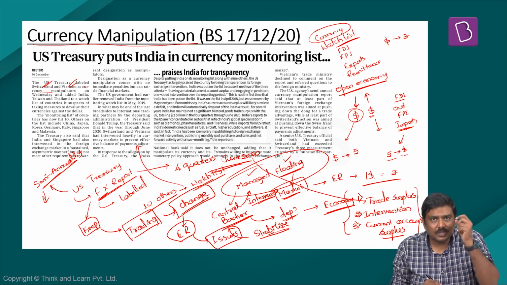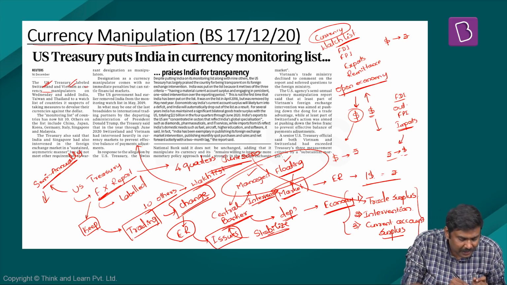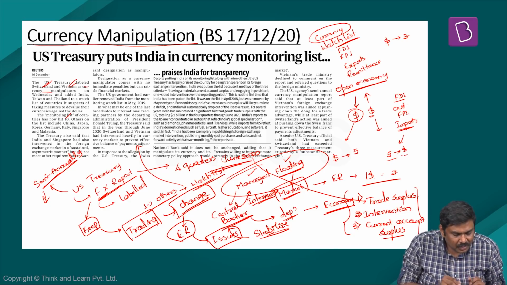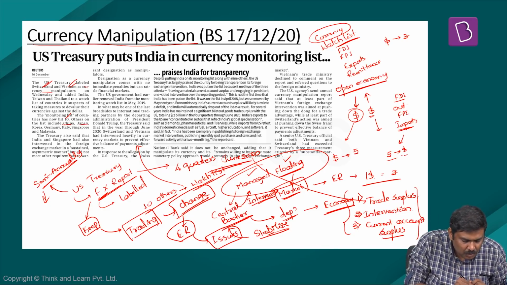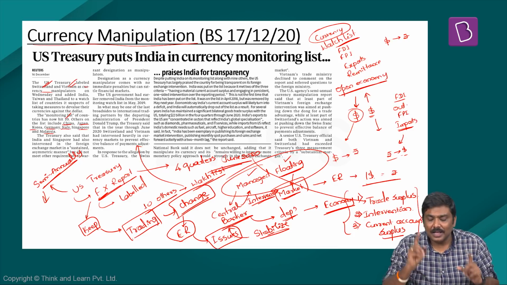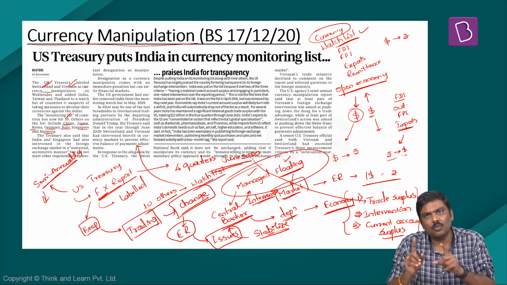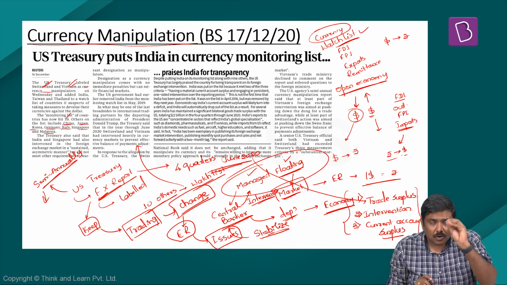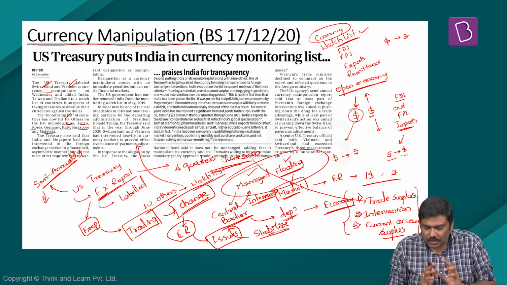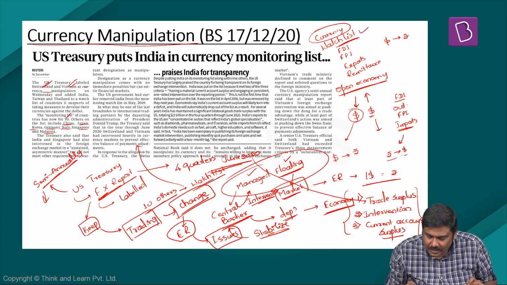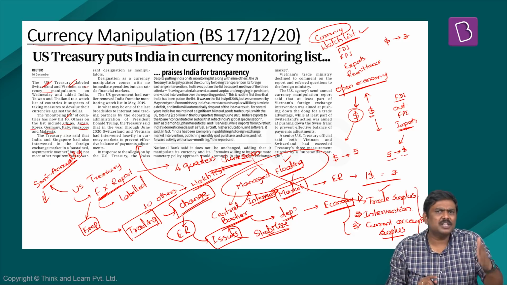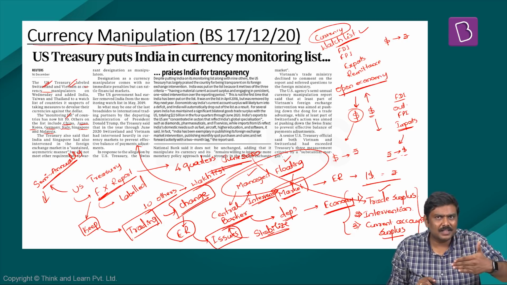And with respect to 10 countries, which is including India, apart from India, countries such as China, Japan, Korea, Germany, Italy, Singapore and Malaysia are also present in the list. These particular countries have been kept under the watch list. And from the context of India, basically the report says that yes, India has a trade surplus with USA, but this particular trade surplus is not in the recent times.